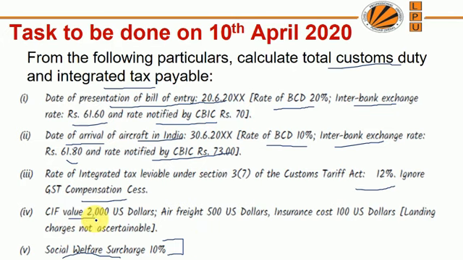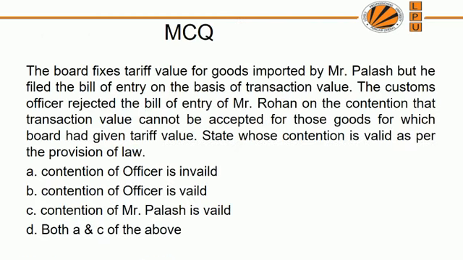So CIF value given is 2,000 US dollars, air freight given is 500 US dollars, insurance cost given is 100 US dollars, landing charge is not ascertainable. I hope you will be able to solve this question. I will give you the solution in the fourth part of the lecture.